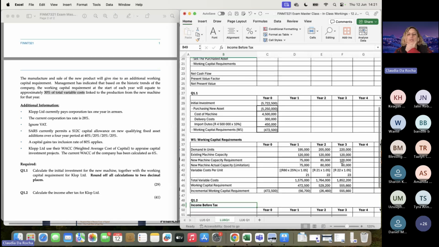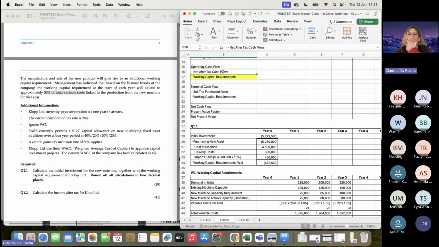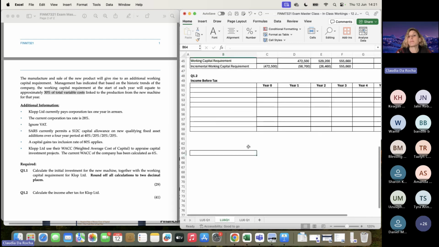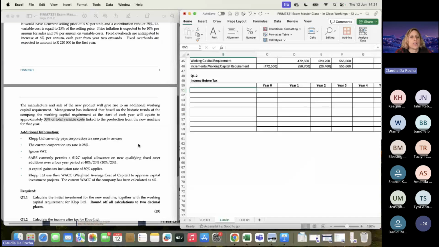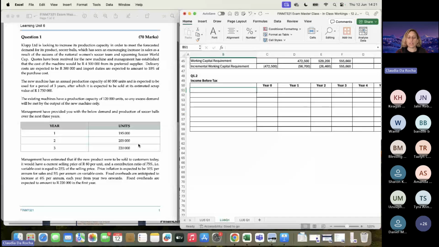Because remember, if we were to do the full operating cash flow, we would need to work out what our net cash flows are before tax, take off the tax, and then calculate a net after tax amount. So I'm going to explain it like that. Then we can separate tax principles versus income before tax principles. So to start off with our income before tax, we have to calculate what our amounts are going to be. First things first, we're going to get our selling price per unit.